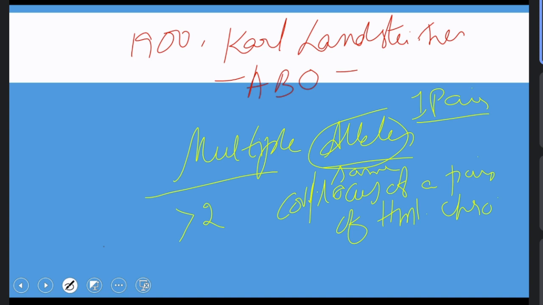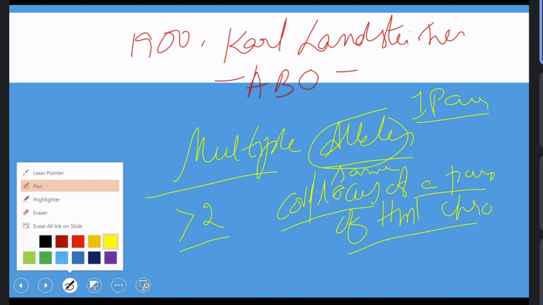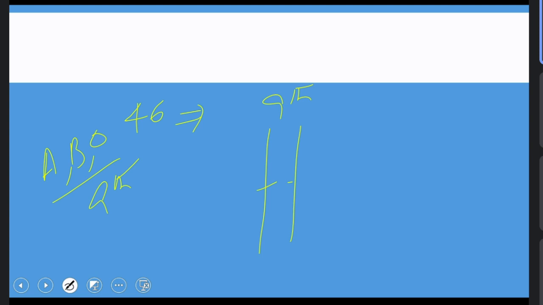So, multiple alleles can be defined as more than two genes present on the corresponding loci of a pair of homologous chromosomes. But human beings being diploid, we have 46 chromosomes, and the genes for ABO blood groups are present on the 9th chromosome. So let us say it is the 9th chromosome, and the 9th chromosome contains only 2 loci for any character.